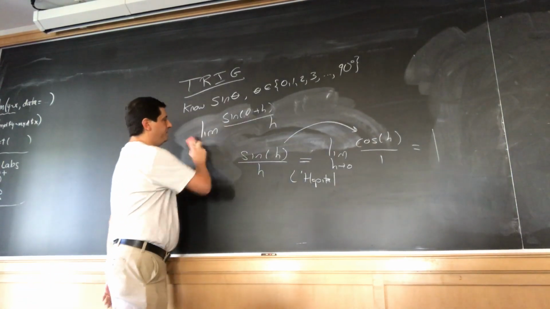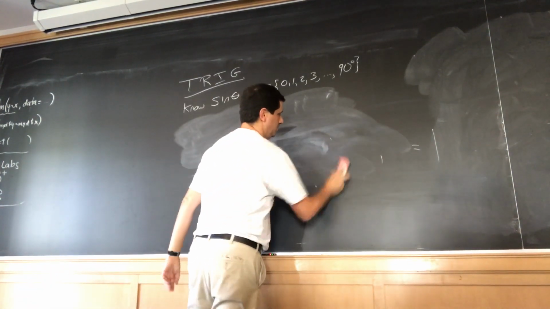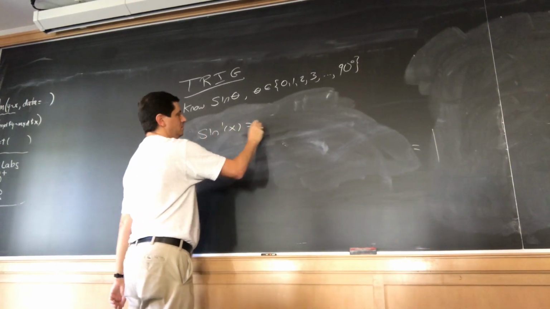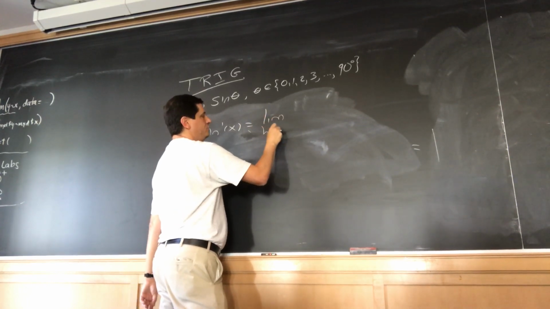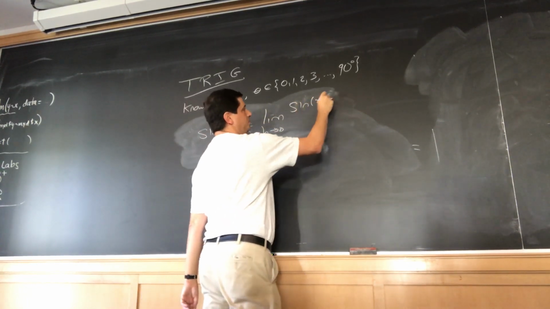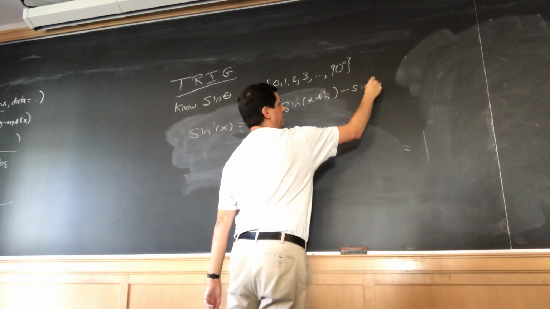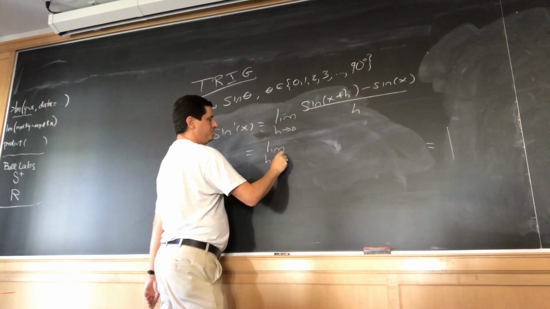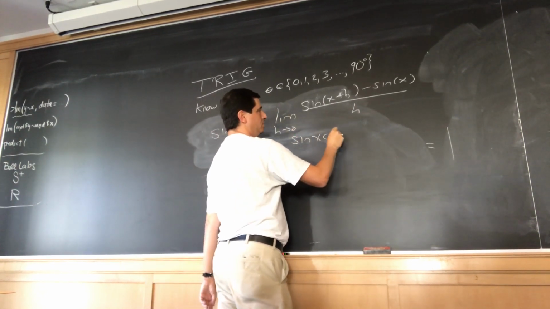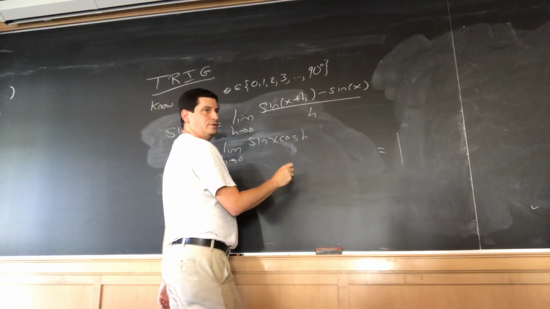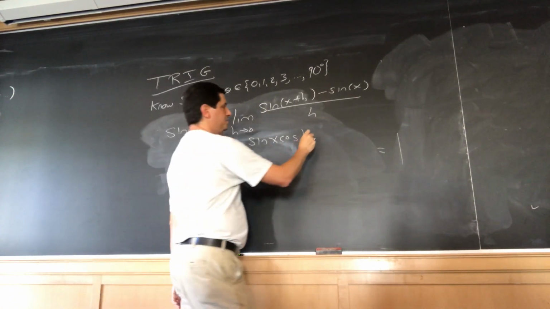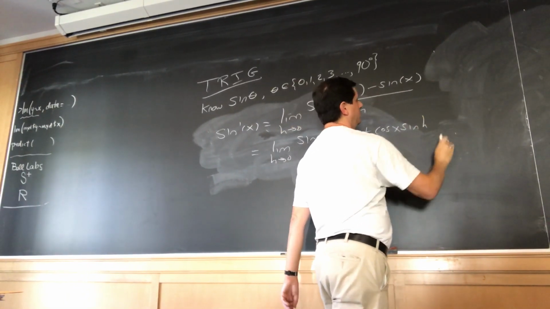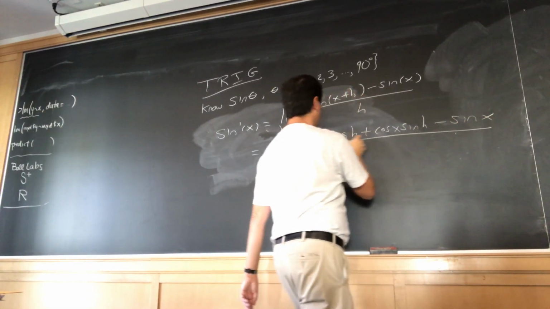Now what's nice is if you want to calculate, say, the derivative of sine x, this is the limit as h goes to 0 of sine of x plus h minus sine of x over h. This is the limit as h goes to 0 of sine x cosine h, right? Plus cosine x sine h minus sine of x over h.